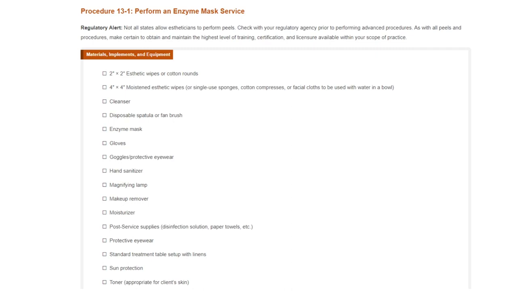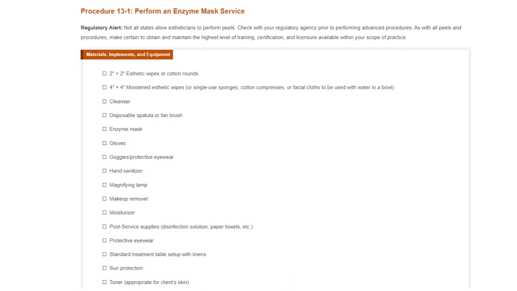Materials, implements, and equipment. 2x2 aesthetic wipes or cotton rounds. 4x4 moistened aesthetic wipes, or single-use sponges, cotton compresses, or facial cloths to be used with water in a bowl. Cleanser. Disposable spatula or fan brush. Enzyme mask. Gloves.